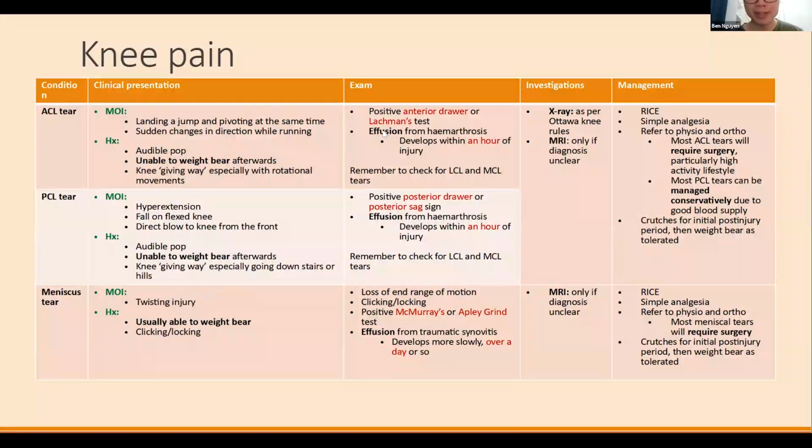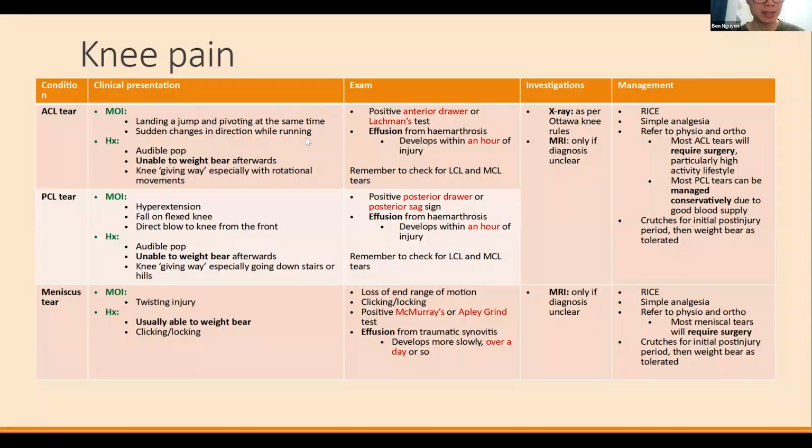Yeah, just a lot of information. I think you can go through it in your own time, but I think the parts in red would be good to remember. So sort of the buzzwords on the exam for each of them. I think in real life, most of these guys will get an MRI. But apparently you only do it if the diagnosis is unclear. Yeah.